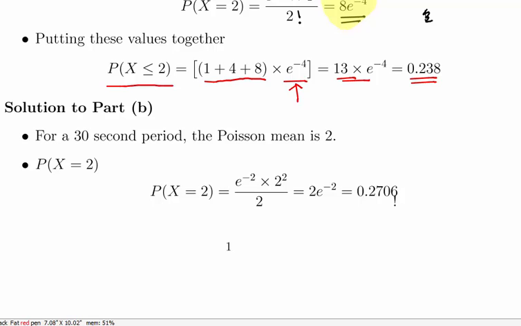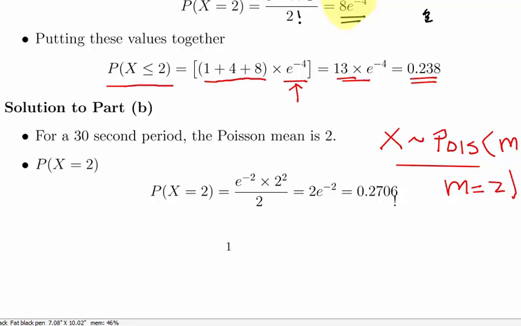Just a quick restatement of what x is now, because we slightly changed the definition of x given the slightly different specification. So m equal to 2. The probability of x equal to 2 is e to the minus 2 times 2 squared over 2 factorial. 2 squared is 4, 2 factorial is 2, so 4 divided by 2 gives us 2. So we should end up with 0.2706. Okay, that's great. We'll leave that there.